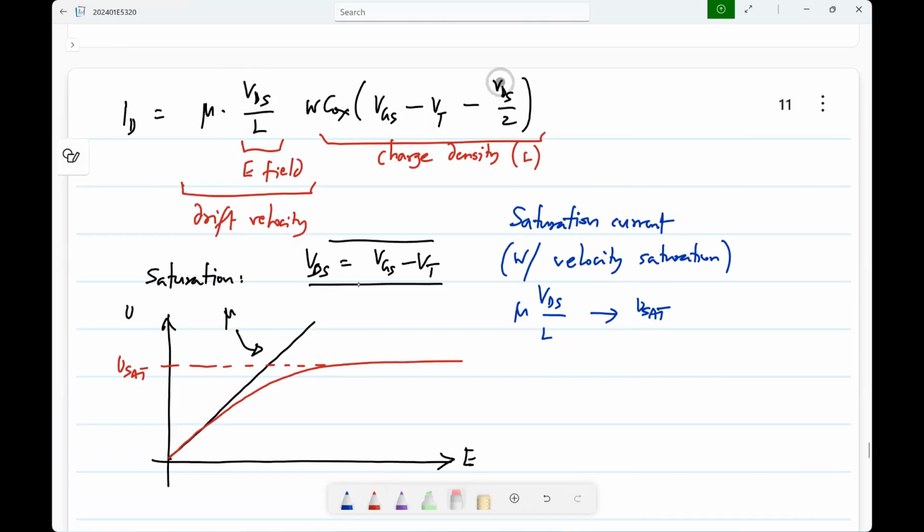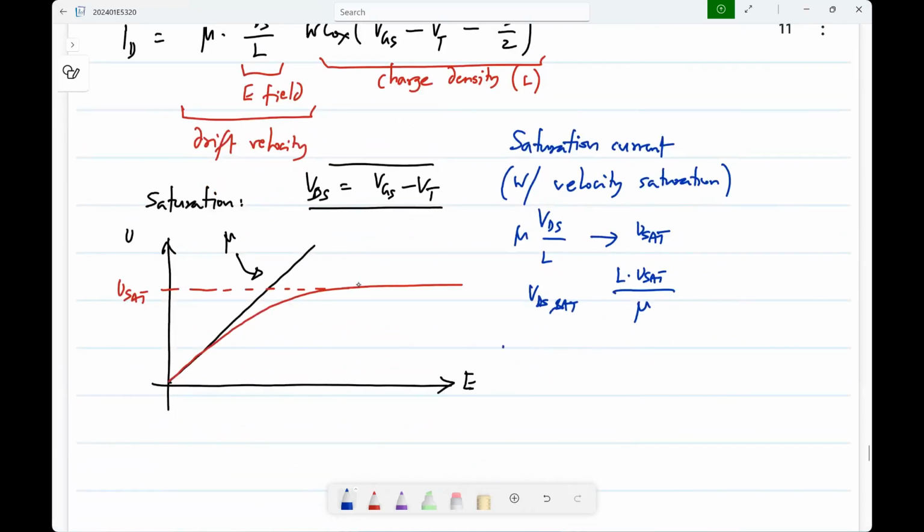And then here, if you look at it, inside you will have this VDS by 2, and then you have to substitute that by VGS minus VT. But the point is again, that doesn't happen at VGS minus VT. So basically the modified VDS for the saturation region will be simply L times VSAT by mu, some fixed number. Okay. So all we need now is to put these things together. So you will have W Cox times VGS minus VT minus L times VSAT by mu, times VSAT.